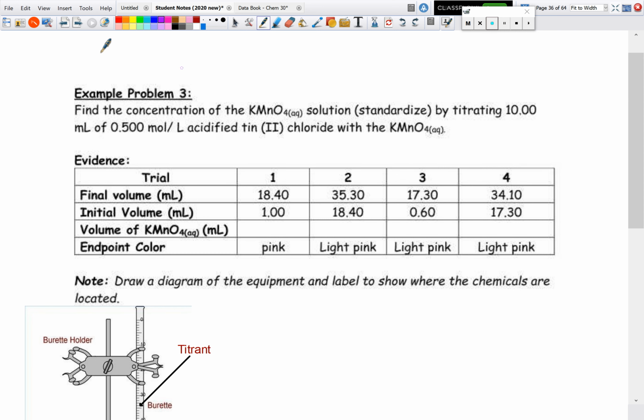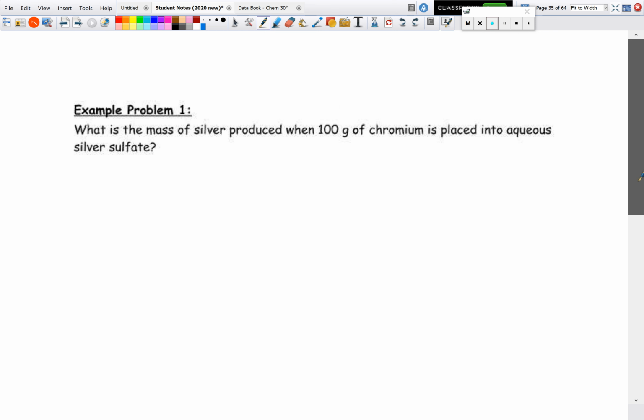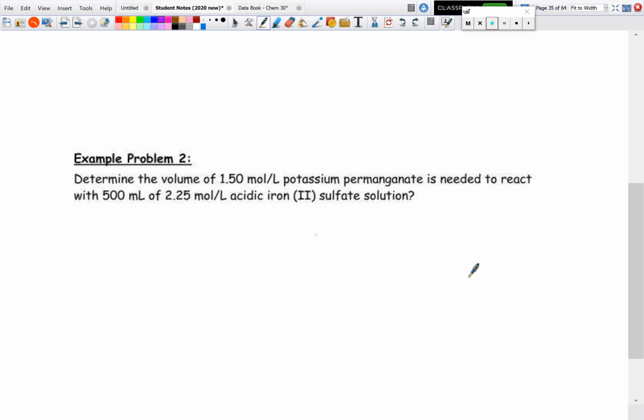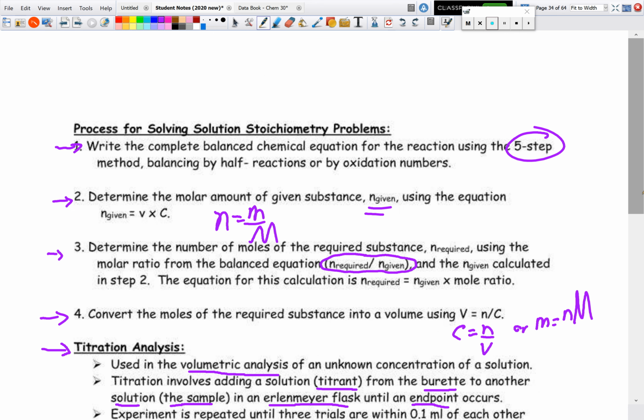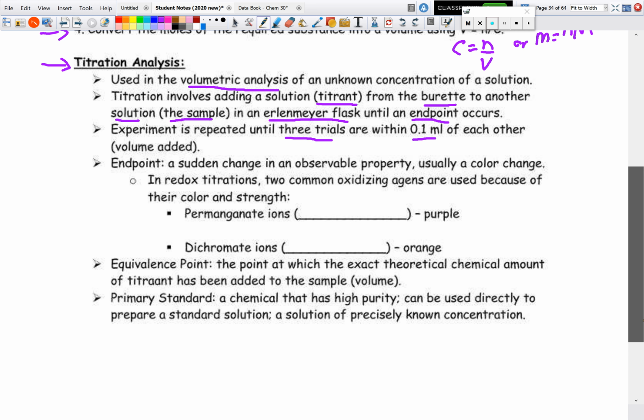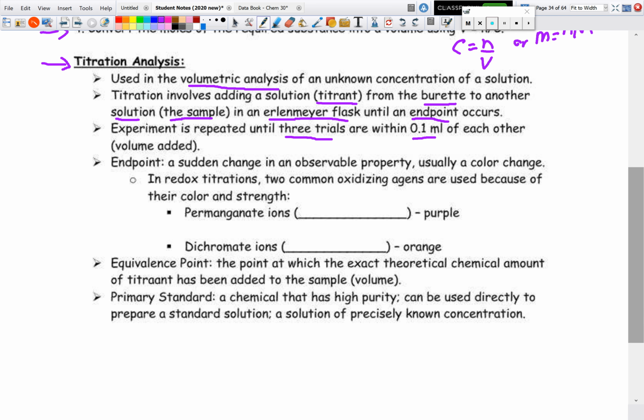Or sometimes you'd be given a question like example 1 and example 2 here, where we don't see multiple trials, we just have concentrations and volumes, and we're still going to have to solve. So depending on what type of information is given in the question completely determines how we solve it. But we'll tackle that as we get to it. So of course, just remember the endpoint is a sudden change in observable properties. Of course, for us, it's going to be a color change.